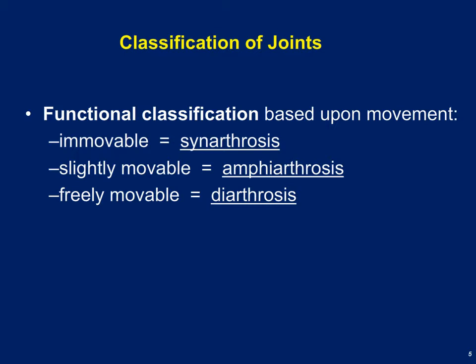Immovable joints are things like synarthroses. Syn means together and arthrosis means joints. So this is a non-moving joint, a joint where we have 2 bones which are essentially fused together. There's also slightly movable joints, and these are called amphiarthroses, slightly movable. And finally, a freely movable joint would be called a diarthrosis. Examples of diarthroses are things like your elbow, your knee, and so on.